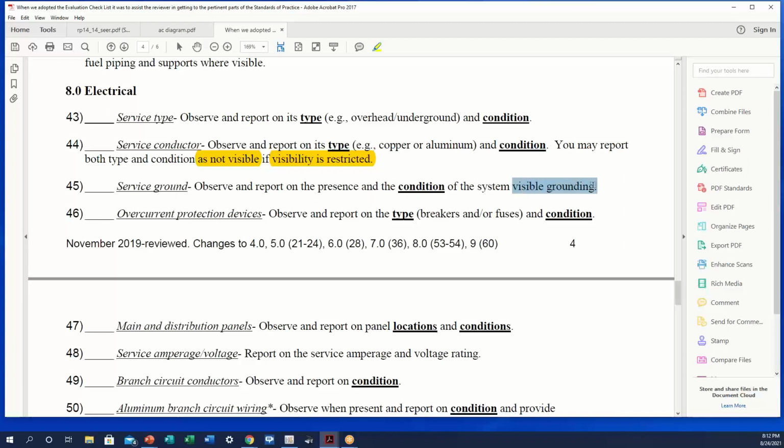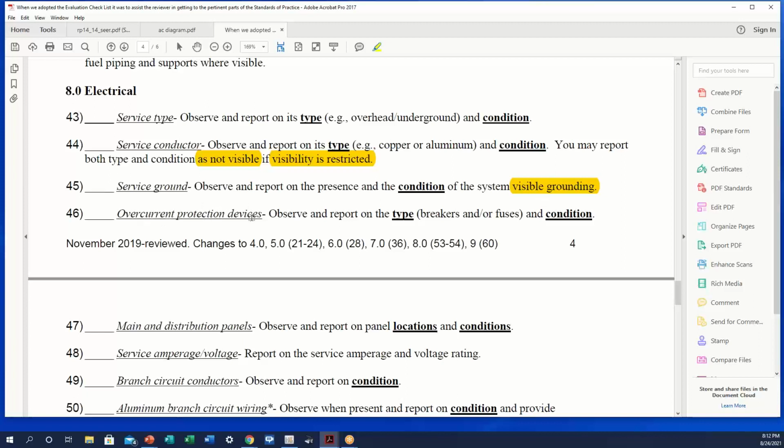Okay, service ground, report on the presence of the condition of the system visible grounding. So if it isn't visible, what can you say? It's not visible. Here's your second one, I can say not visible, everybody, because it's telling me that. So does everybody understand? Under electrical, someone's head just blew open suddenly, and now I can say not visible. But under structures, they're just mad.